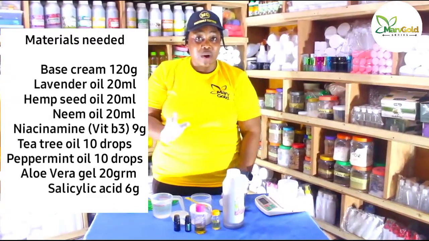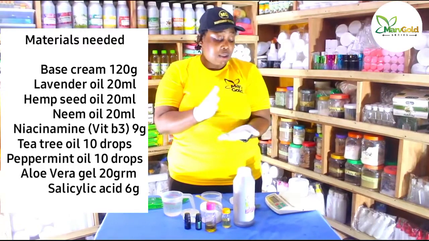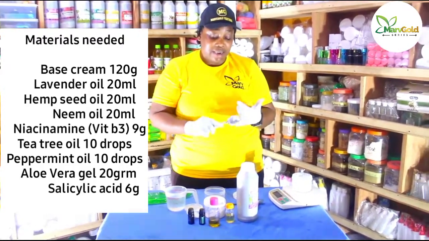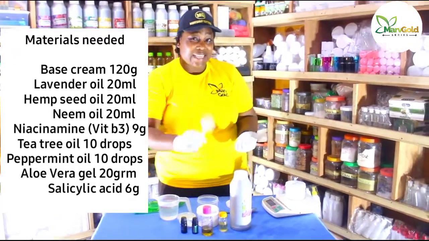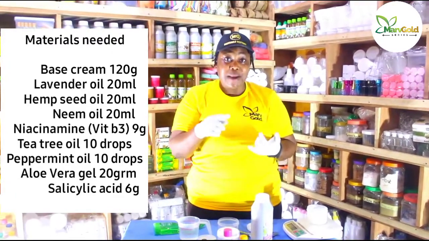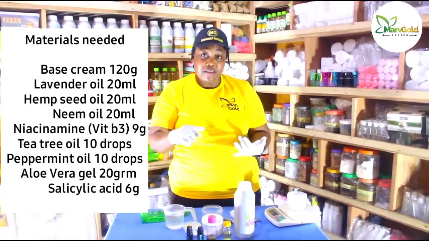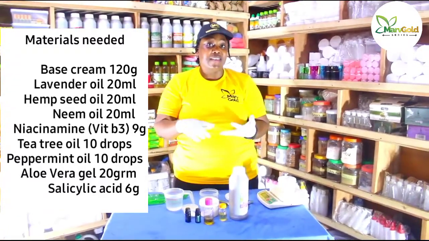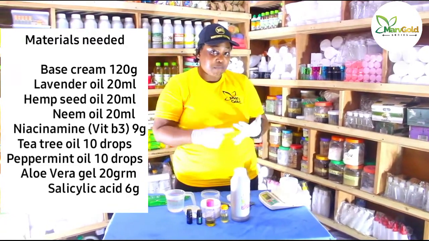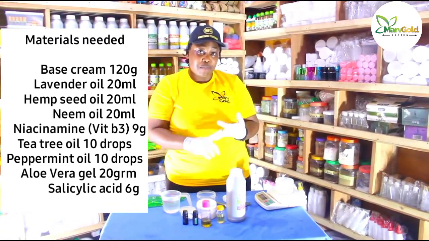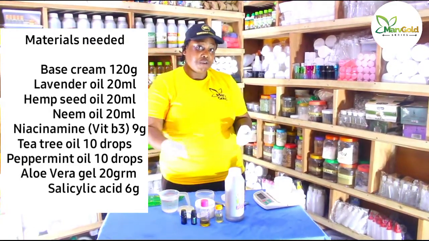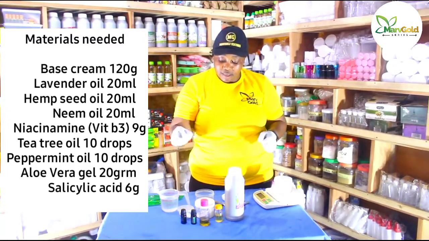Now after we measure in our base cream of 120 gram, we'll be adding our salicylic acid. We will also be adding our niacinamide. Very good. Niacinamide is so good for this production. The niacinamide will be 9 grams, sorry, while my salicylic acid will be 6 gram. Now my oils, I'm going to be using 20 ml. I said that earlier for lavender, 20 ml for my neem, 20 ml for my hemp seed oil, as well as 10 drops each for my peppermint as well as tea tree oil.